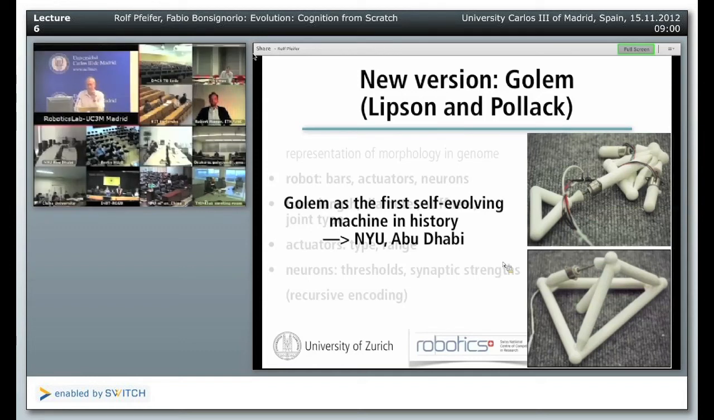I think the whole evolution was conducted in the simulation, so it was very similar to what Karl Sims was doing, and the real-world realization was only at the very end of the evolutionary process, and so there was no feedback from the real world to the evolutionary process itself. So the fact that they produced the real-world thing was only at the very end of the evolutionary process, which is still interesting, but it would have been more interesting to have the feedback from the real world into the evolutionary process itself.